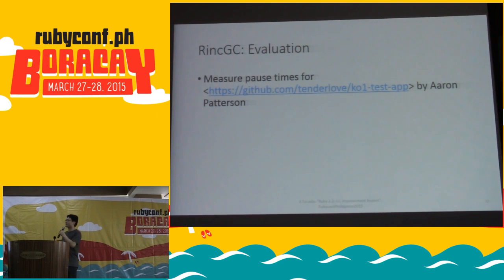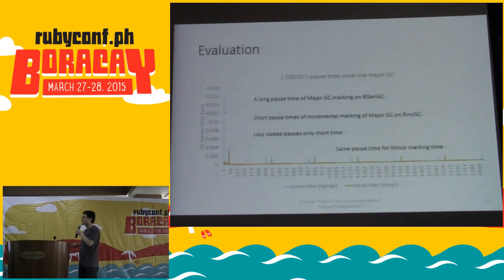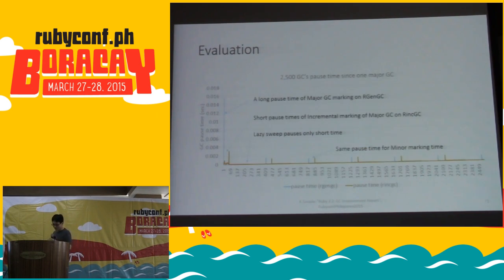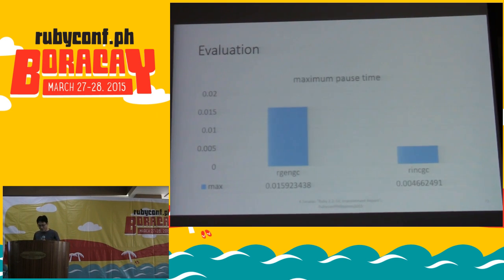Here we measure a simple Rails application test written by Aaron Patterson. We can see that there is no peak with incremental GC. Without incremental GC, with normal generational GC, it has several peaks, so long pause times, but with incremental GC we don't have any peaks. This is a comparison of the maximum pause time. Without incremental GC, we consume 15 milliseconds, but only 4 milliseconds with incremental GC.